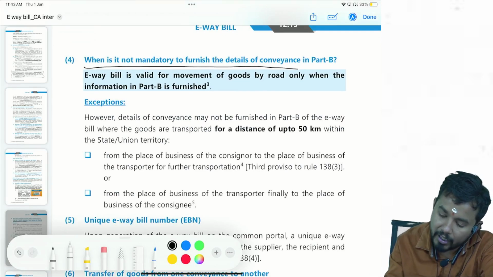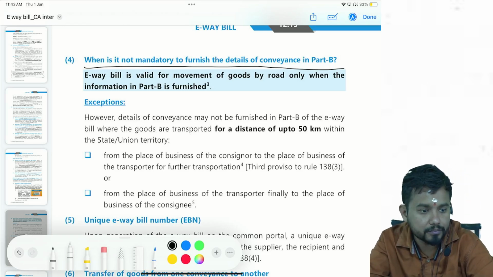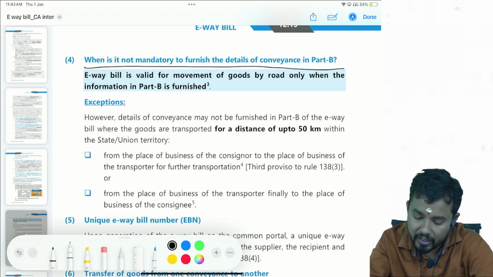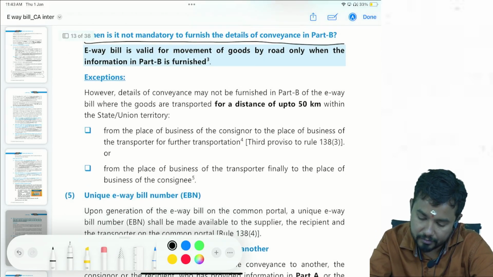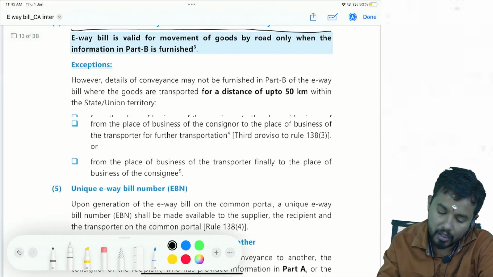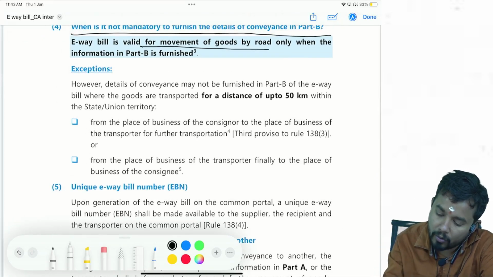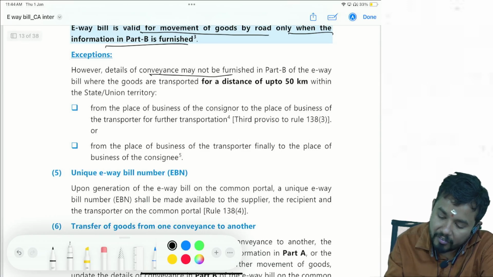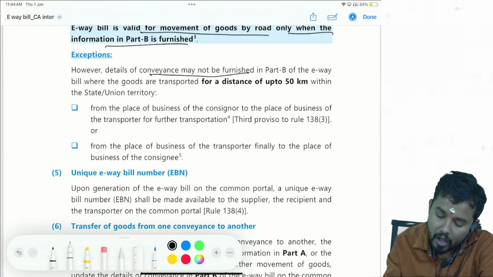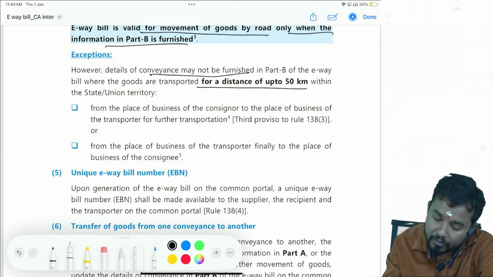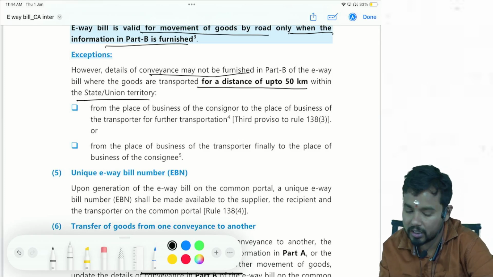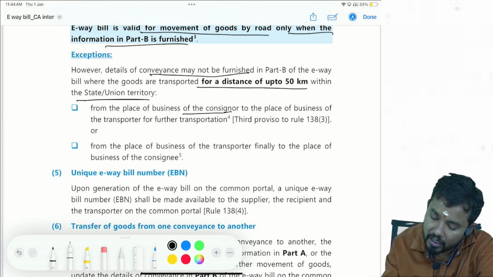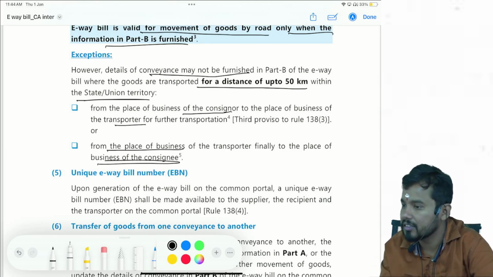When is it not mandatory to furnish the details of conveyance in part B? E-way bill is valid for movement of goods by road only when information in part B is furnished. But there is an exception. What is that exception? Details of conveyance may not be furnished in part B of the e-way bill when the goods are transported for a distance of up to 50 kilometers within the state or union territory. Okay. From the place of business of the consignor to the place of business of the transporter for further transportation, or from the place of business of the transporter finally to the place of business of the consignee.